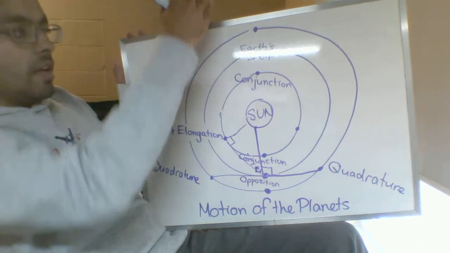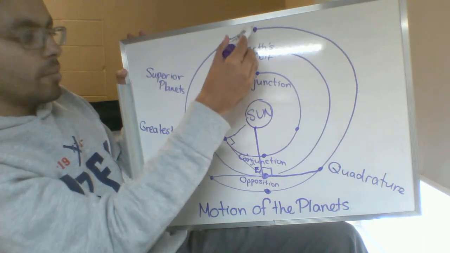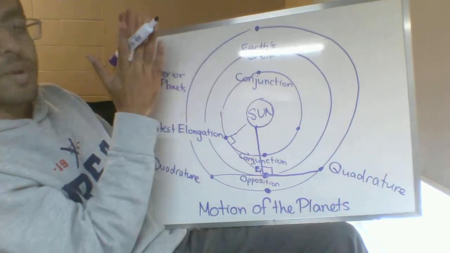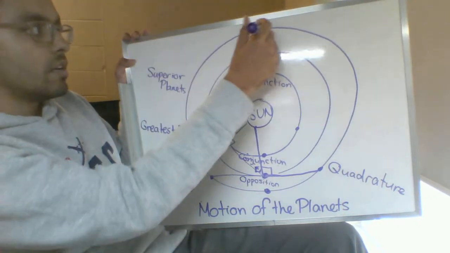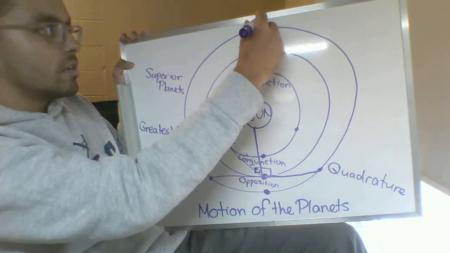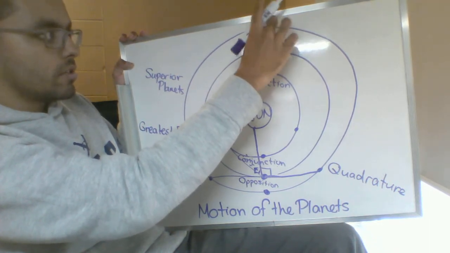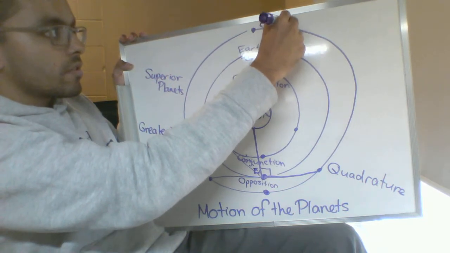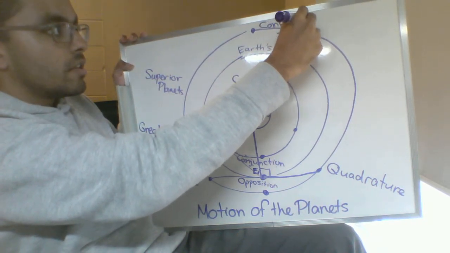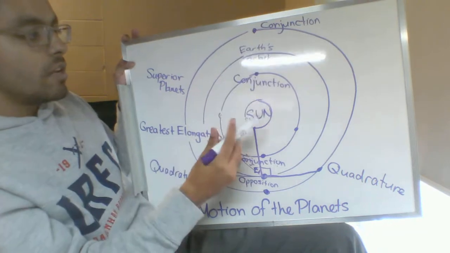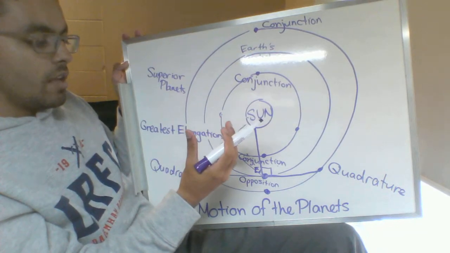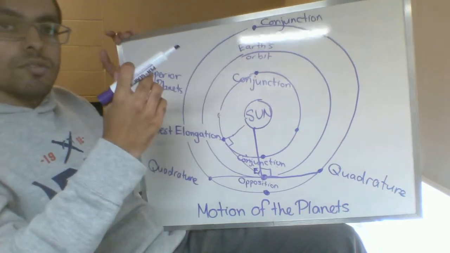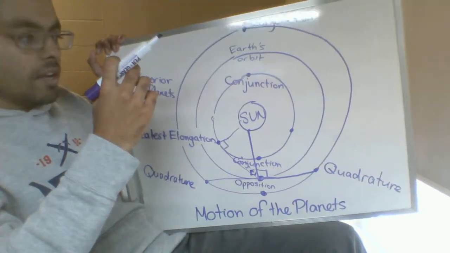And the last one is all the way up here when the planet goes behind the sun, and it looks from our perspective like it's meeting up with the sun. This is called conjunction. So just like we had with inferior planets, conjunction is when the planet and the sun, from our perspective, appear to cross paths in the sky.